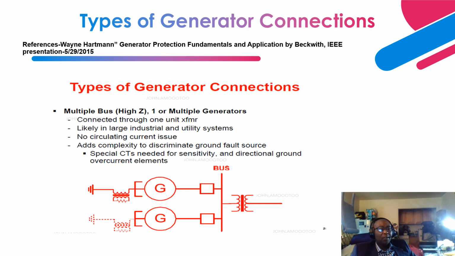Next, you can have multiple high impedance connected generators to a bus and to the AC grid, where basically they are all connected through a single step-up transformer, right? Basically, you are saving costs through that, and also these are used in very large industrial and utility systems. And for this one, since you have a similar high impedance grounding scheme, there's no issue of circulating currents. If you were to have a high impedance grounding here and a low impedance grounding here, that is when there's the possibility of circulating currents.